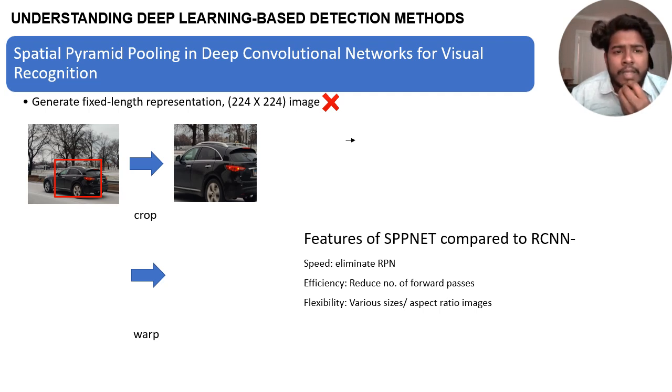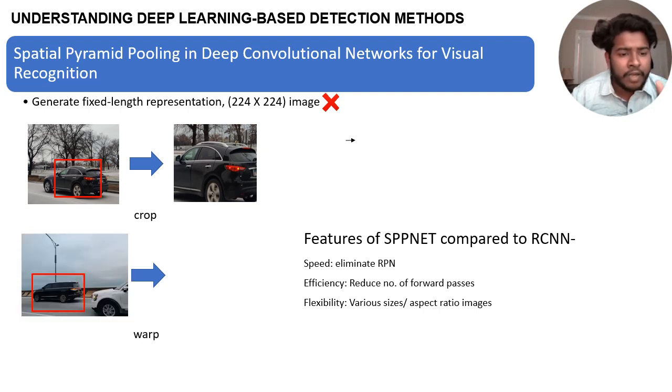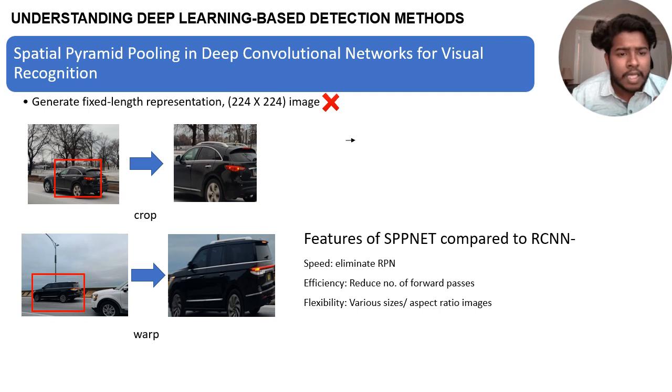Basically, the methods before this, like RCNN, have a fixed input size. Because of that we need to crop the image and we need to warp the image, as you can see from the images. Due to this reason, we lost a lot of important features and important information from the images. To eliminate this, the researchers developed this method, which can take input of any aspect ratio and various sizes of scales.